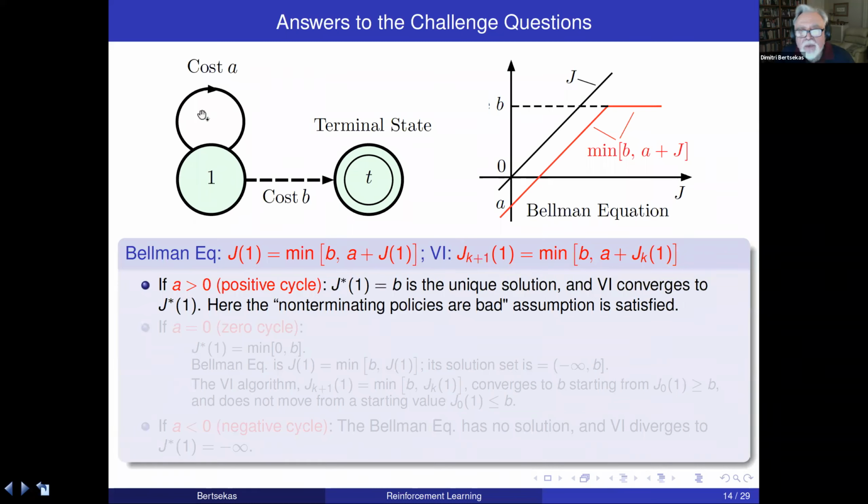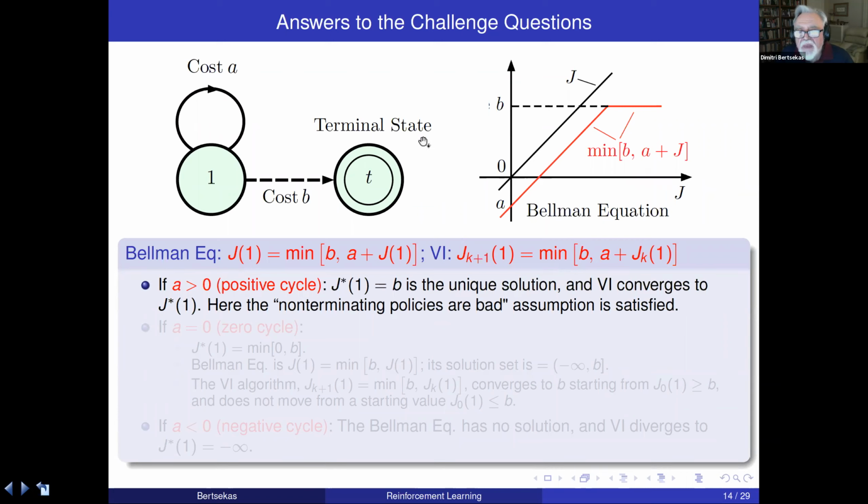We have our assumptions holding for this case. The cycle has positive cost. The cost of staying within the cycle is infinite. So this non-terminating policy is bad, and we have a unique solution. How about value iteration? Value iteration converges to B. You can see that, okay?